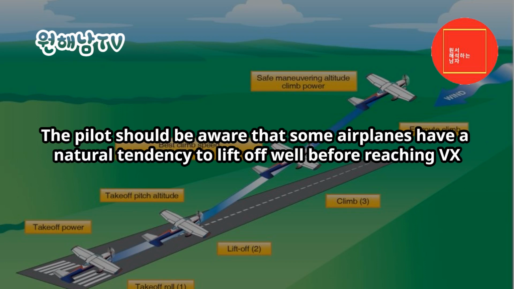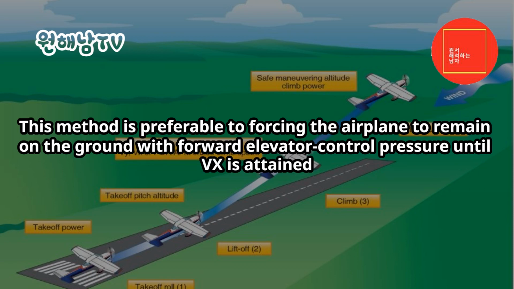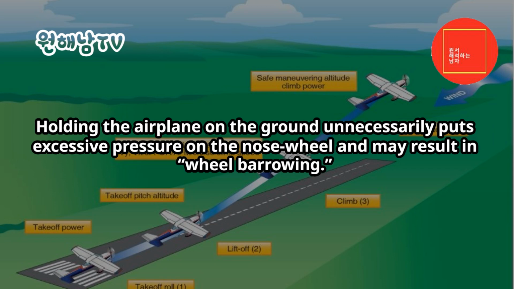The pilot should be aware that some airplanes have a natural tendency to lift off well before reaching Vx. In these airplanes, it may be necessary to allow the airplane to lift off in ground effect, and then reduce pitch attitude to level until the airplane accelerates to Vx with the wheels just clear of the runway surface. This method is preferable to forcing the airplane to remain on the ground with forward elevator control pressure until Vx is attained. Holding the airplane on the ground unnecessarily puts excessive pressure on the nosewheel and may result in wheelbarrowing.